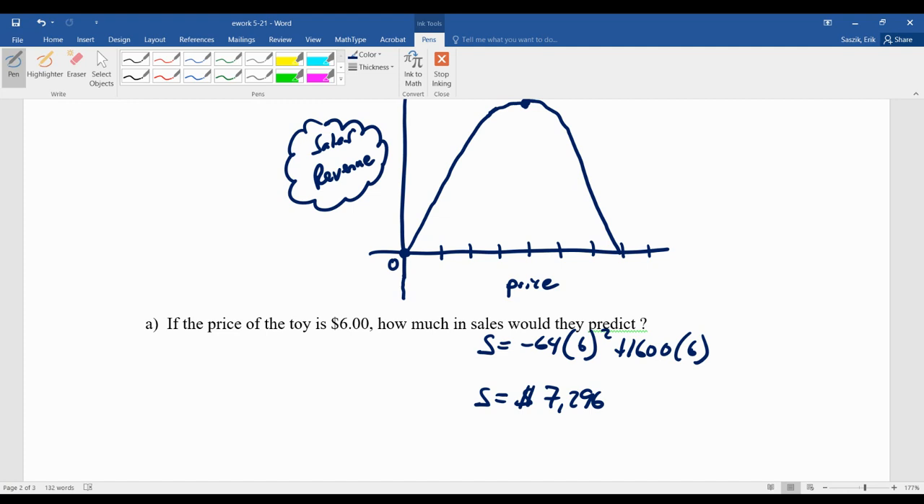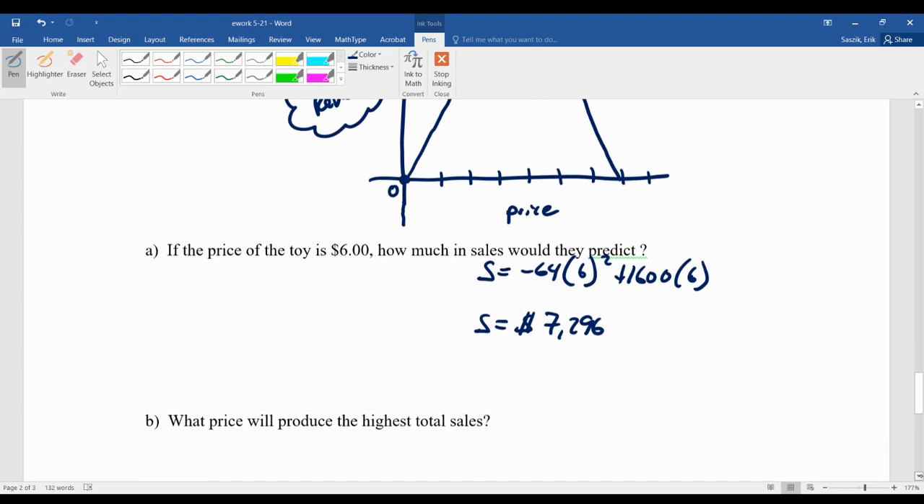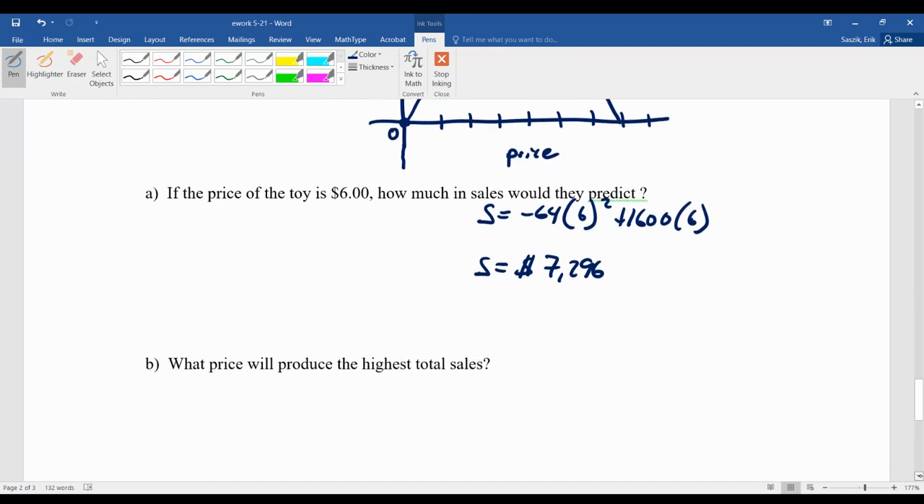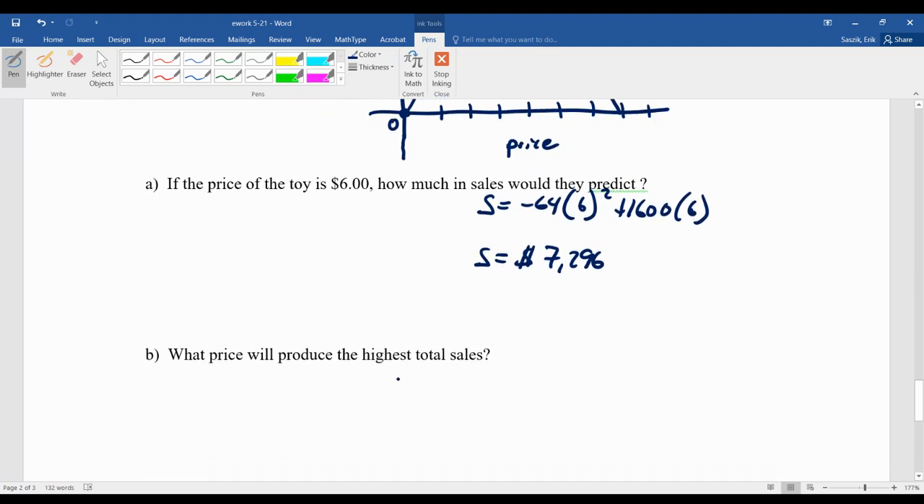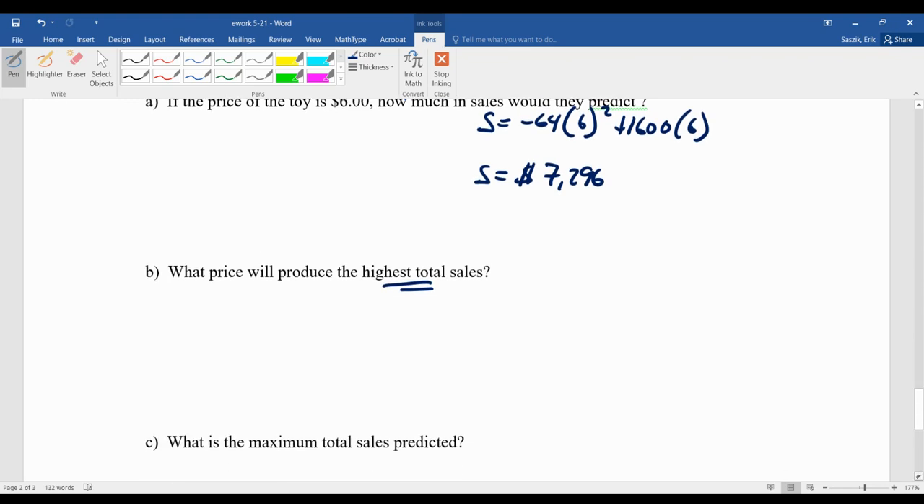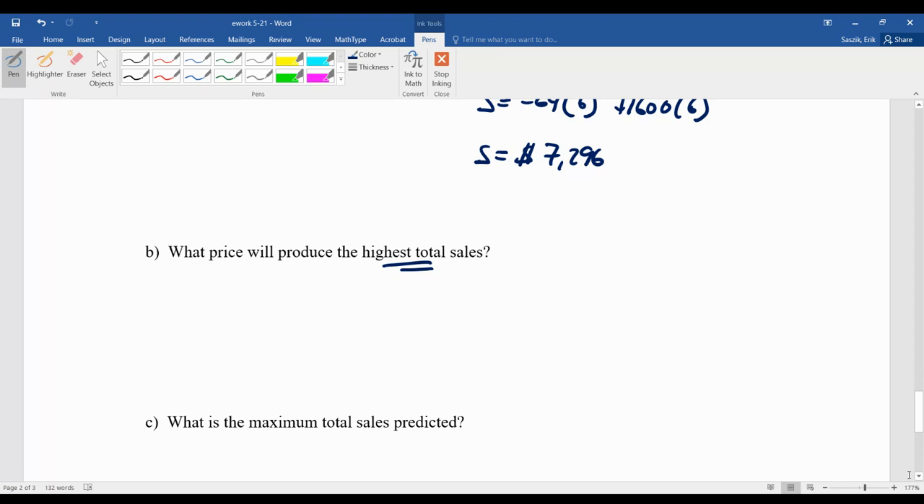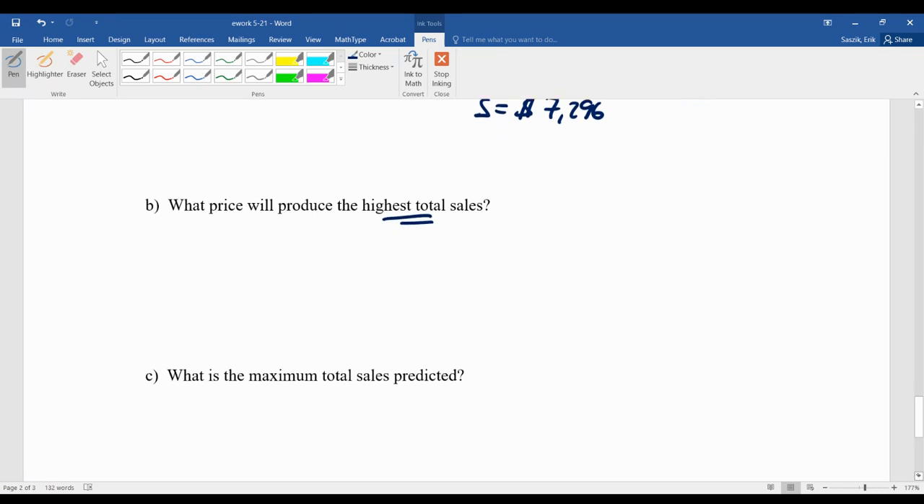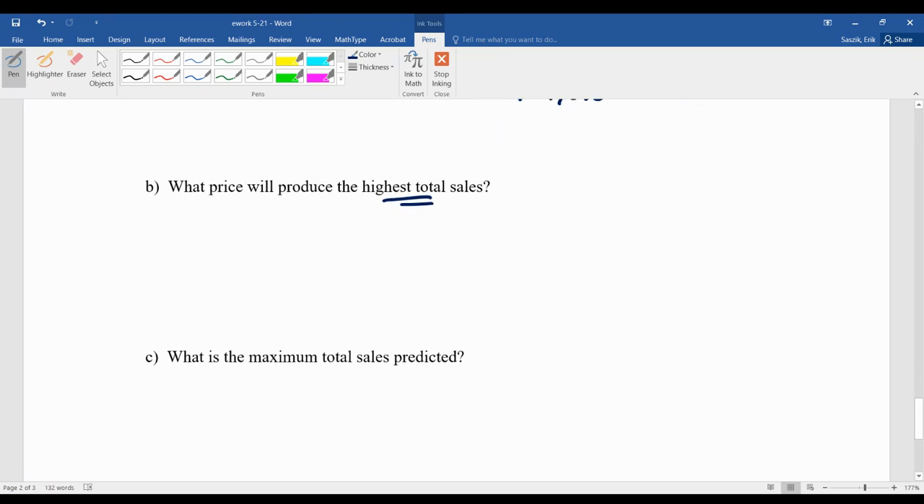But remember, we want to find what price should we charge to sell the most? Here, what price will produce the highest sales total? Well, that means we want to find the vertex. We want the peak of that curve. Well, A was negative 64, and B was 1600. C in this particular model was 0.